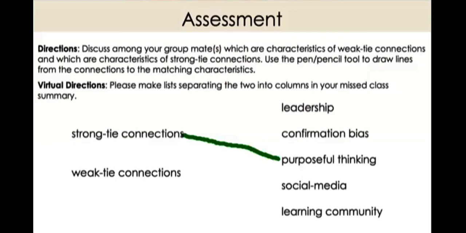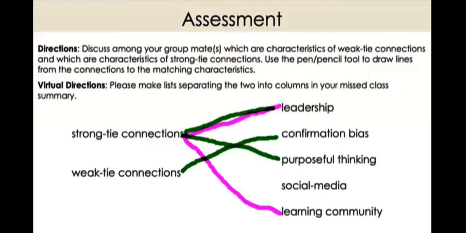So who's green? Rex. Okay, Rex is green. All right, so Rex, you think that strong tie connections go to purposeful thinking? Yes. All right, good. Good start. What else do you guys think? What do you think, Lydia? Leadership. Okay, yeah, strong tie connections go to leadership. Learning community. Very good. Yes, learning community. Weak tie connections go with confirmation bias. Yep. And weak tie connections go with social media. Fantastic, guys. Well done.